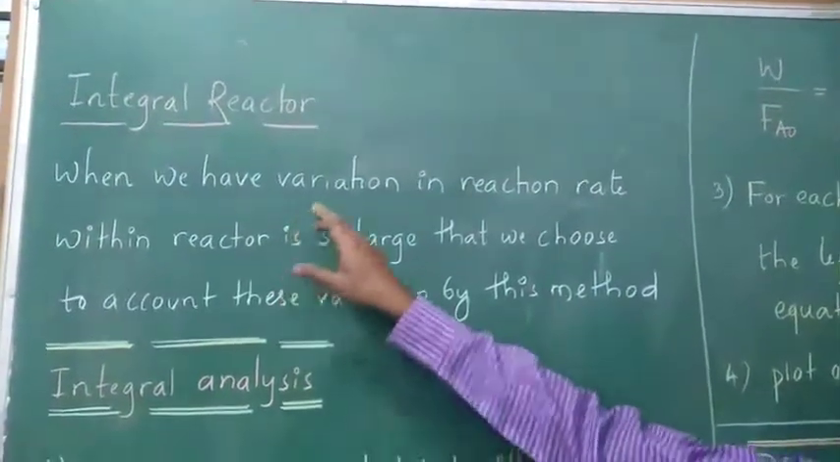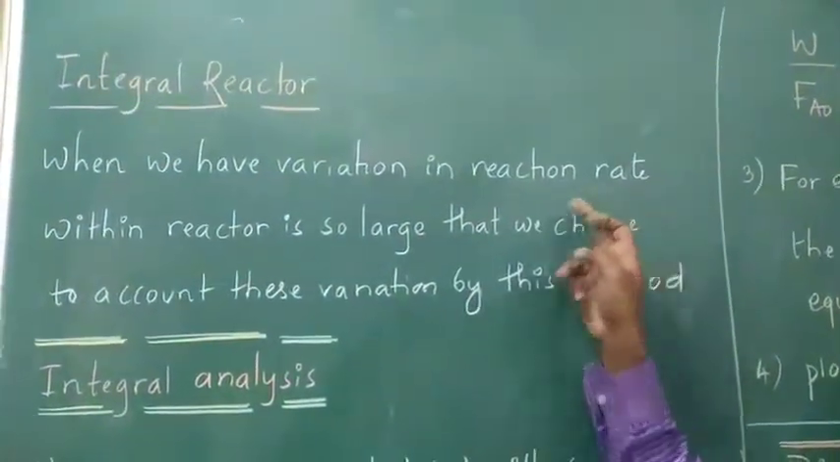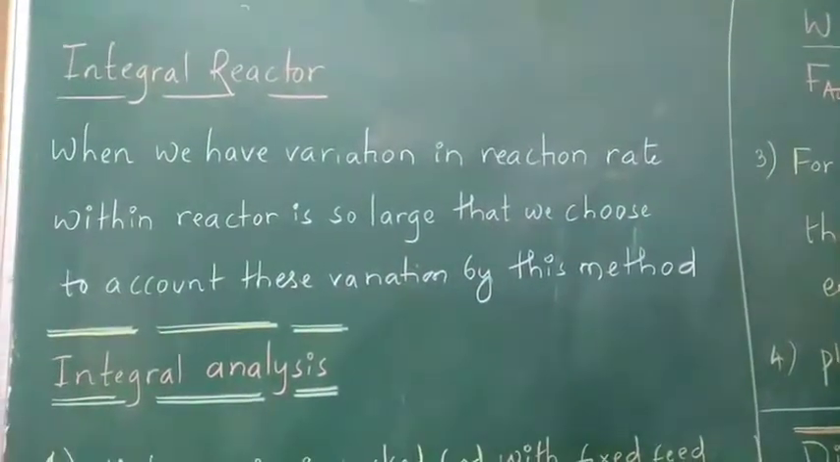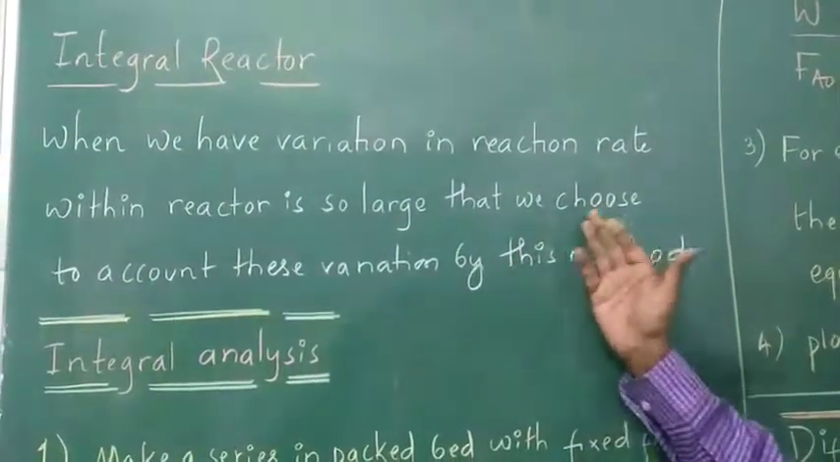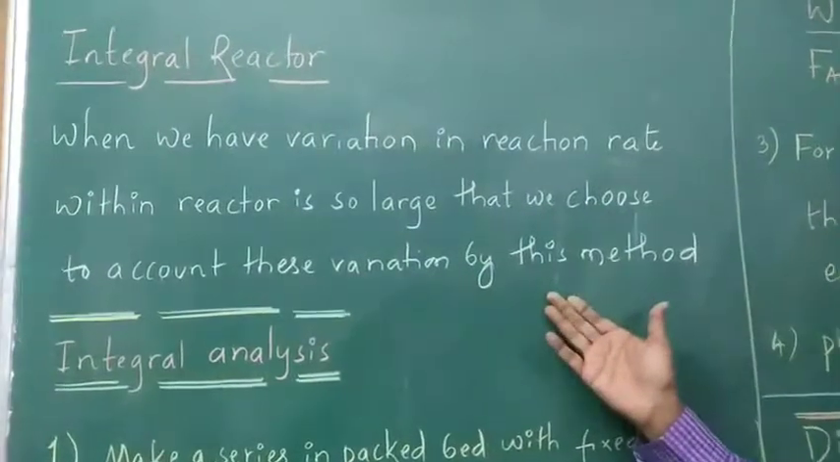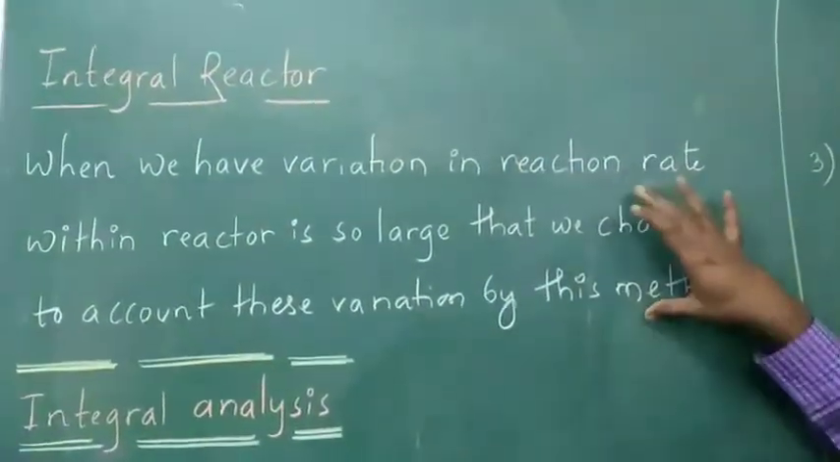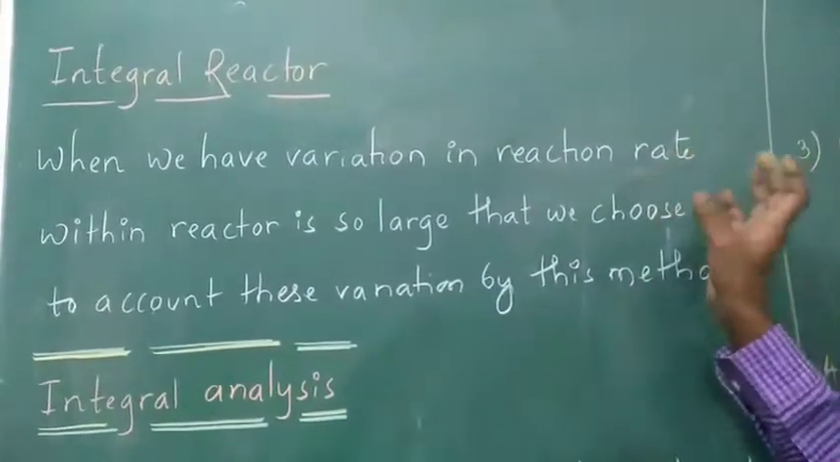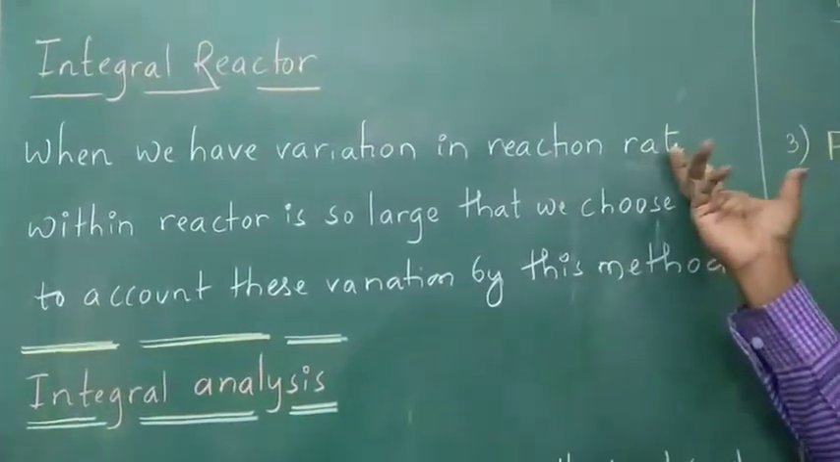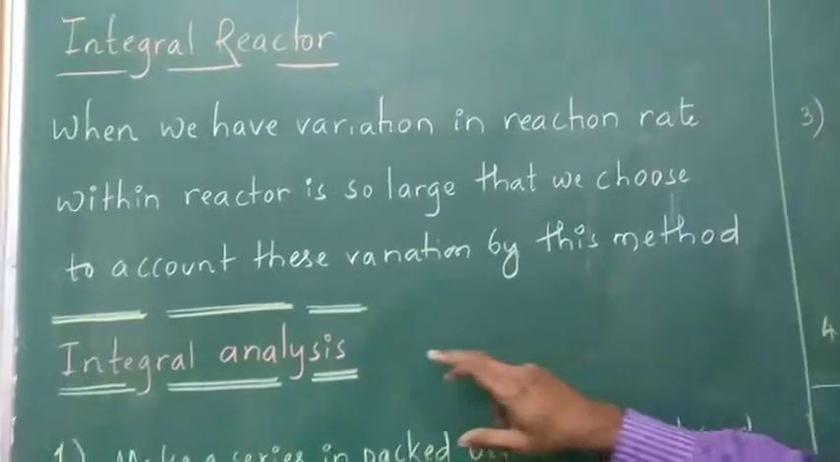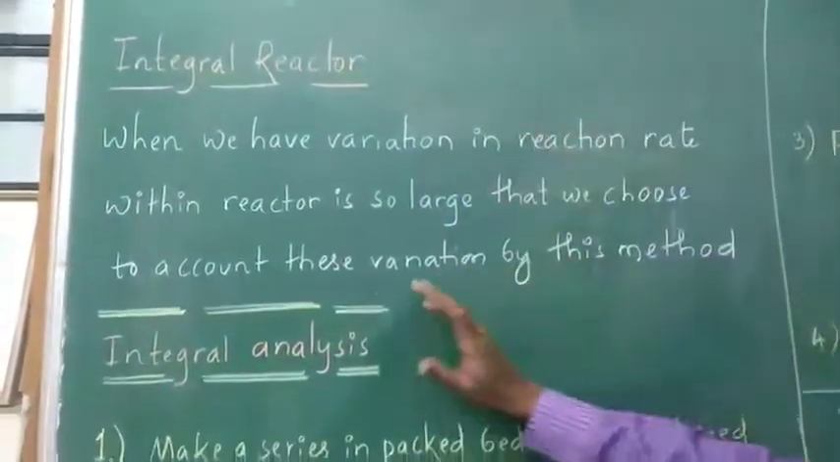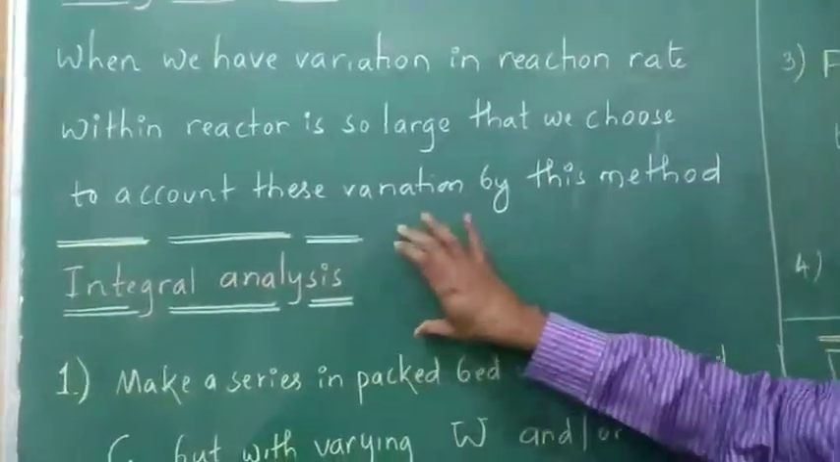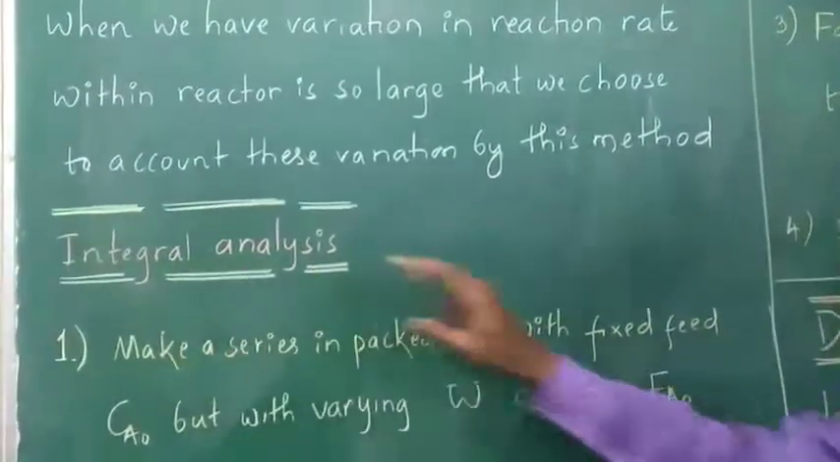What if we have a variation in the reaction rate within the reactor? It is so large that it will be accounted for by this method. So this variation can be accounted for by this method. Therefore, directly you can use the equation, integrate it, and get the answer. So this is called an integral reactor. We are going to see the methods of analysis. The first one is integral analysis.